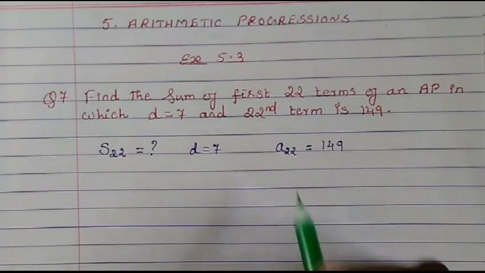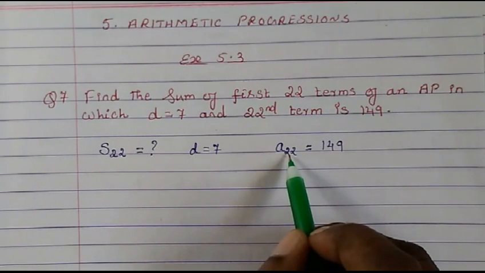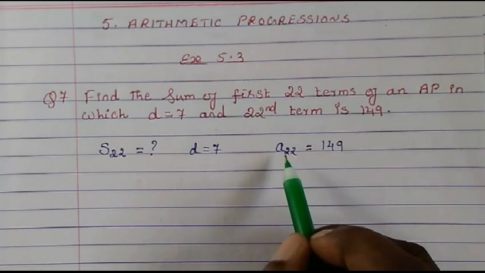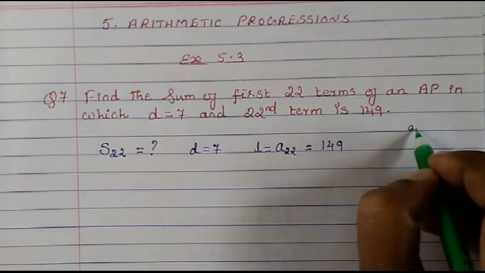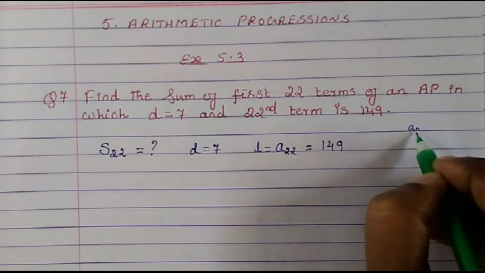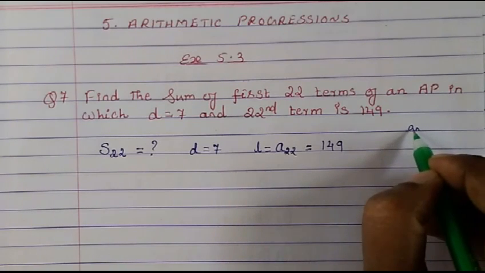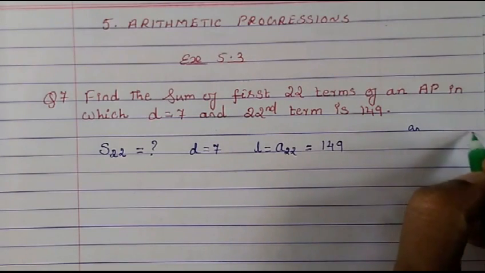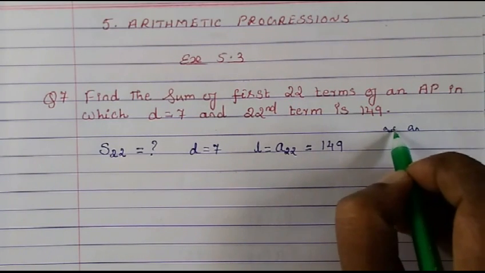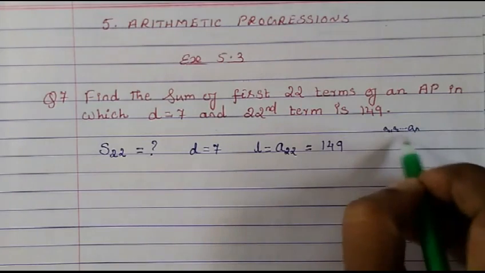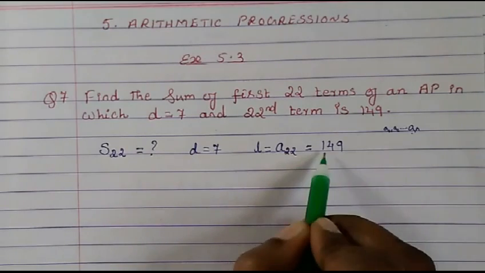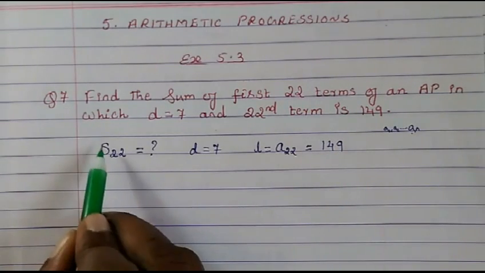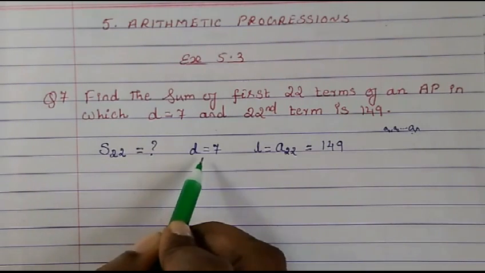D is given to us, AN is given to us. AN means what? Normally when it is the last term only, we say AN. So this can also be called L because it is the last term. AN is the number of terms, right? So the last term we consider as AN, because A1, A2, A3, A4, and so on, then AN we write. So AN is the last term, which is 149. We have to find out the sum of 22 terms and D is given to us.